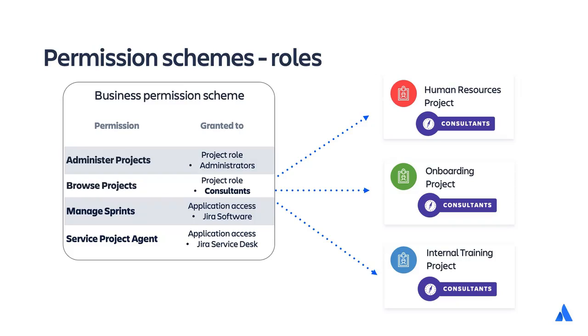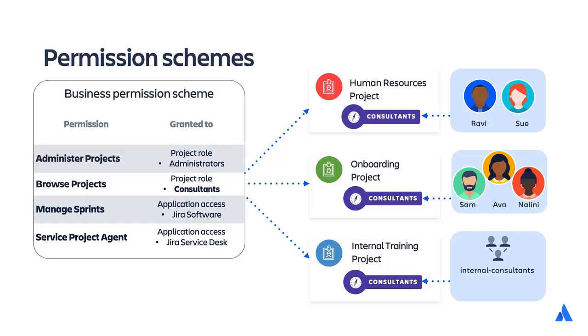In our scenario, the consultant's project role is granted the Browse Projects permission in the Business Permission Scheme. That permission scheme is used in multiple HR projects: Human Resources, Onboarding, and Internal Training. In each of those projects, the project administrator has granted different users or groups the role of consultant. Two consulting users, Ravi and Sue, can browse projects in the Human Resources project. The three consulting users, Sam, Ava, and Nalini, can browse projects in the Onboarding project. And the Internal Training Consultants group can browse projects in the Internal Training project.